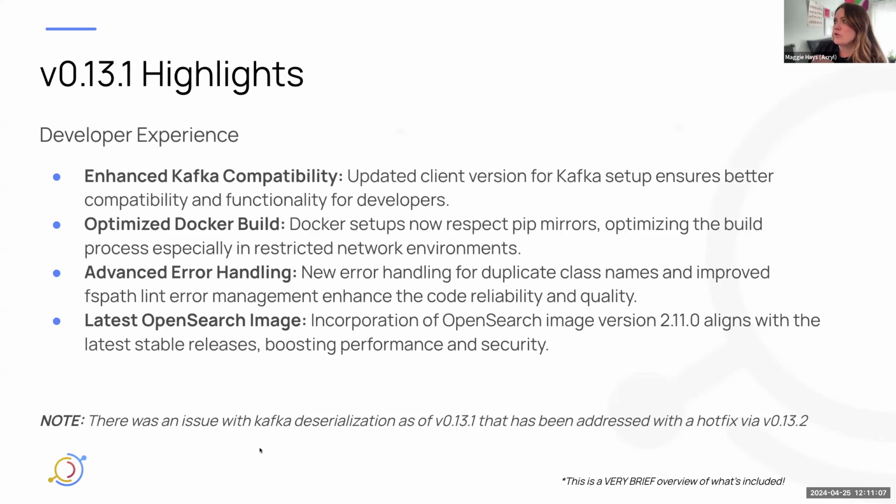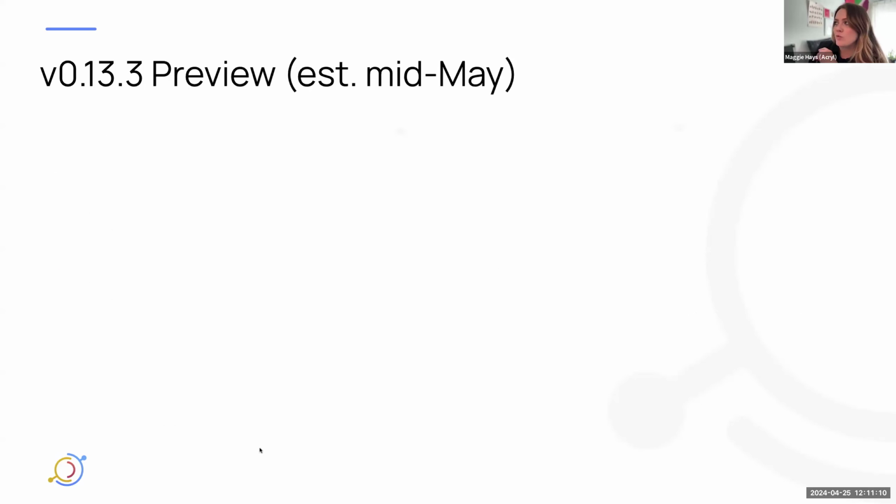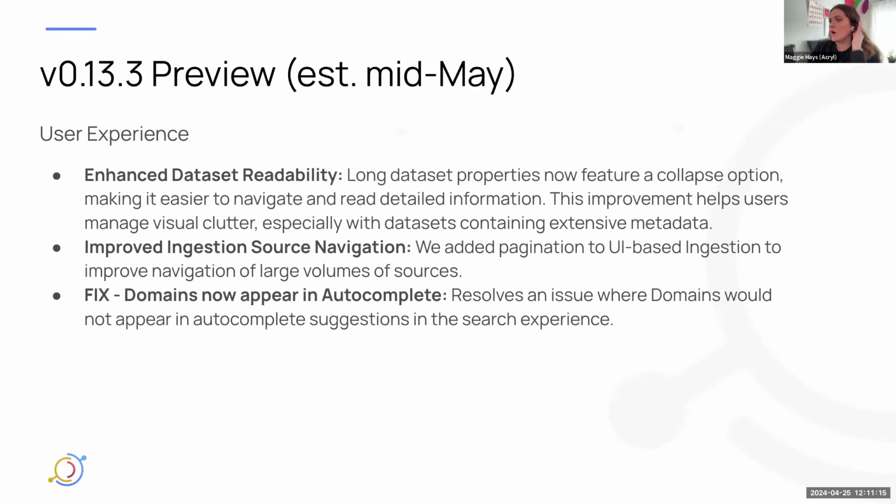All right, so a quick preview into what's coming in 13.3. We're targeting mid-May for this release. On the user experience side of things, we'll have some formatting improvements on how we format long property values on data sets, and some improvements on navigating your ingestion sources within DataHub. So if you're managing a high volume of ingestion sources, we're making that easier to navigate. We also have a fix in our autocomplete for domains. So now domains will show up in autocomplete in our search experience.